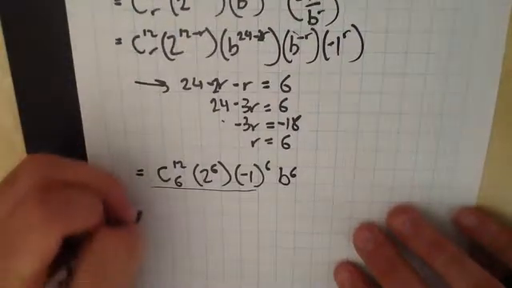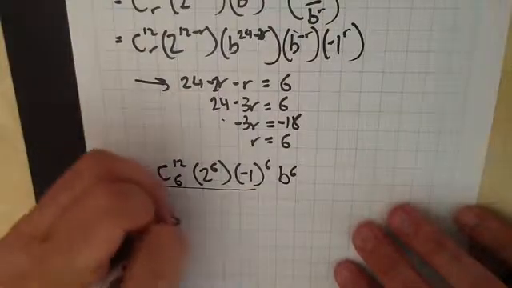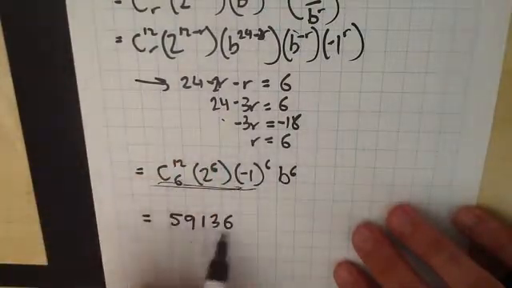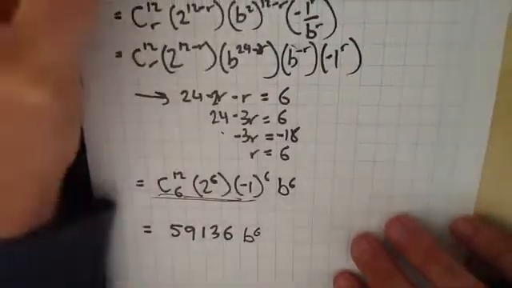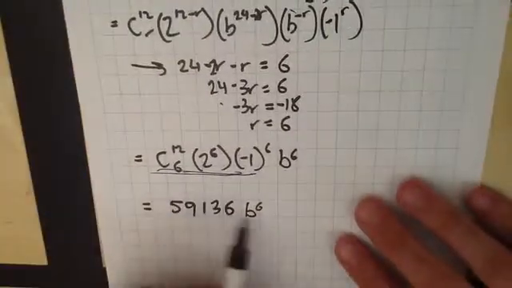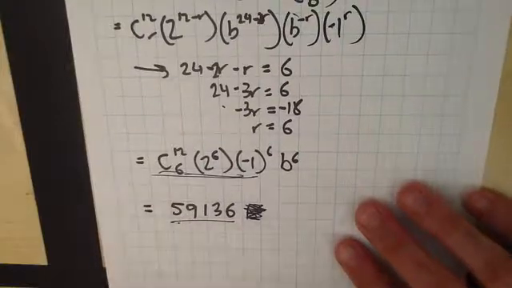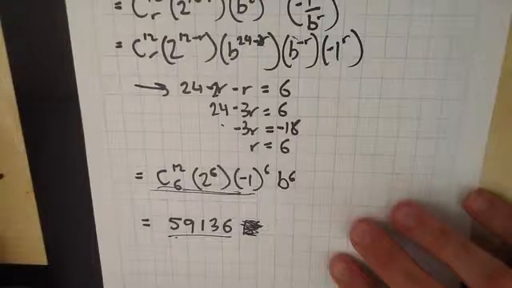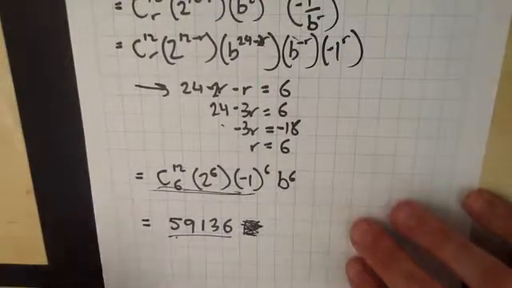Then I get on my calculator and figure that out. What does that give me? 59,136. So this here is the coefficient. I don't write b. If I was to write this and they ask for the coefficient, I'd be wrong, because that's not the coefficient, that's the term. So I don't write b to the power of 6. It's just this which is the coefficient. So that's using the general term to find the coefficient. There's a few steps in it, and you have to be a bit careful, but it just comes with practice.